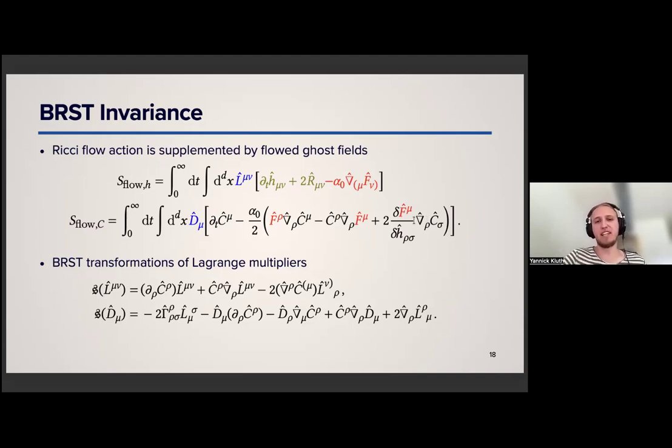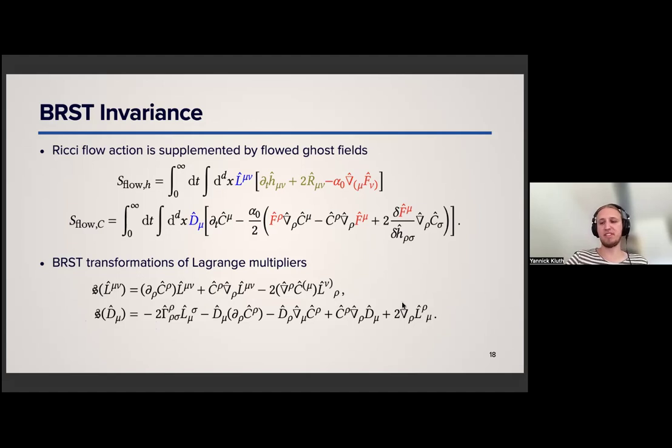And again, you don't need to exactly understand the details in this equation since they're relatively long. And also you can work out the BRST transformations of the Lagrange multipliers. So we have the Lagrange multiplier for the graviton here. And since we now have this flow ghost field, we also have a Lagrange multiplier for them, which we call D here. And then you can work out that their BRST transformations are given by this slightly complicated expression.